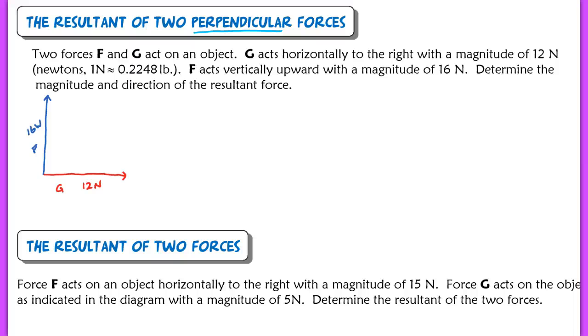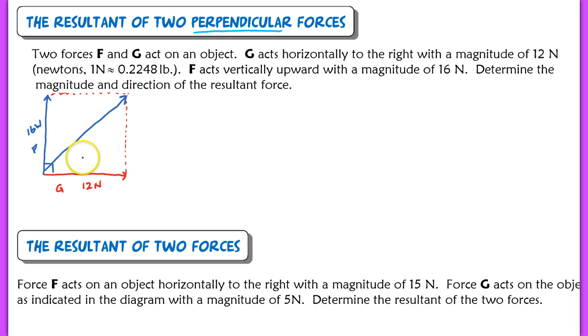Okay, we are supposed to find the resultant and find the magnitude and direction of this resultant force. The fact that these are perpendicular to each other actually helps us out a lot when we create that parallelogram here. This one's probably going to be easier just to use the parallelogram method, because now this represents the resultant, F plus G.